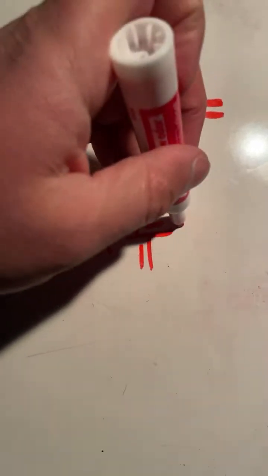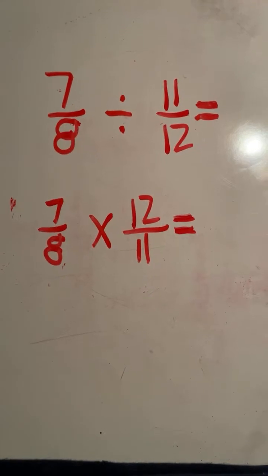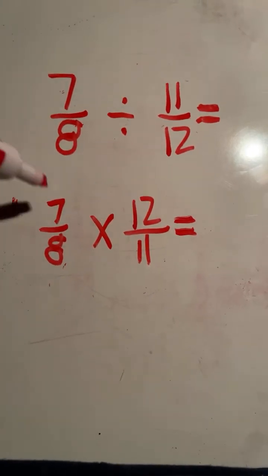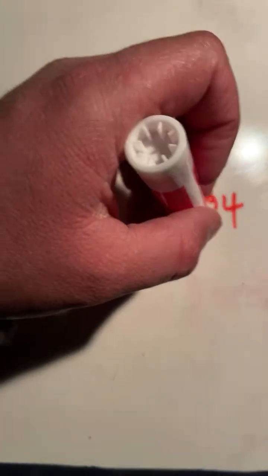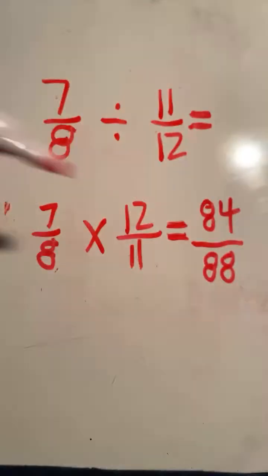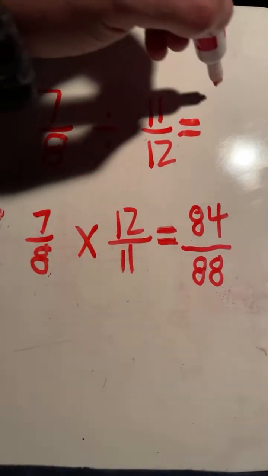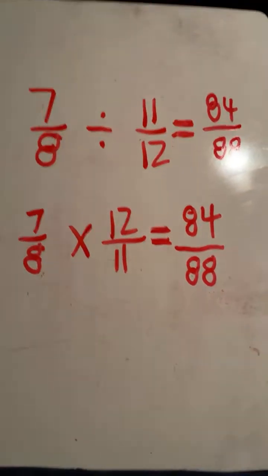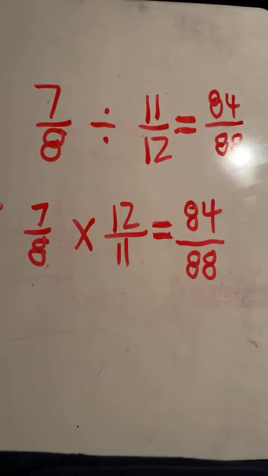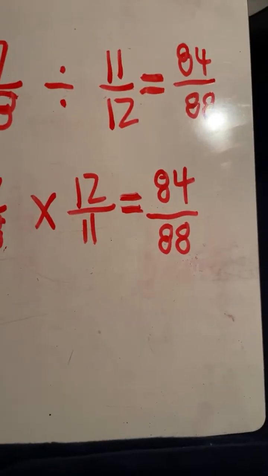Now the final step, we have to multiply our new numerators and denominators. So 7 times 12 equals 84. And 8 times 11 equals 88. And we have our final answer. 7/8 divided by 11/12 equals 84/88.